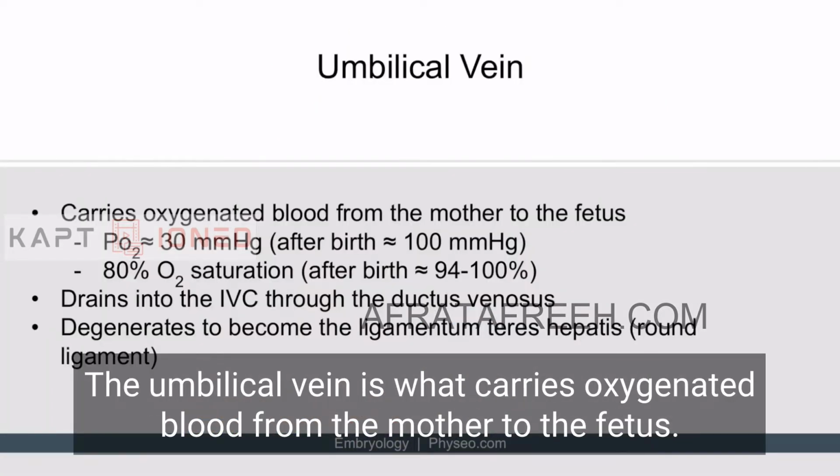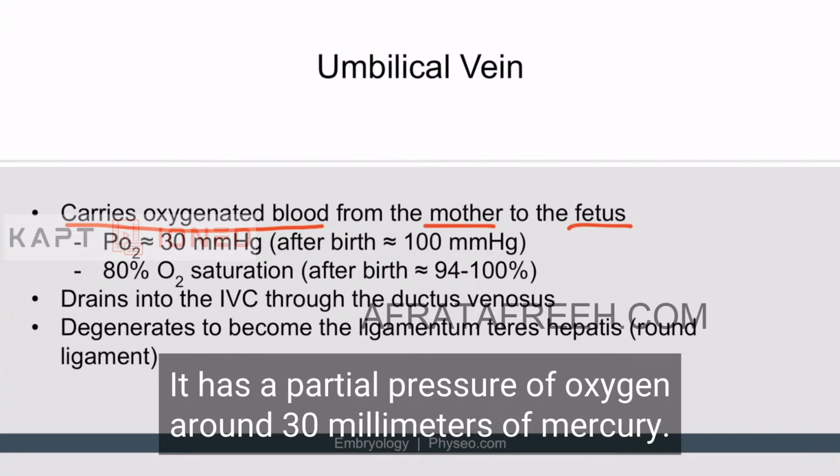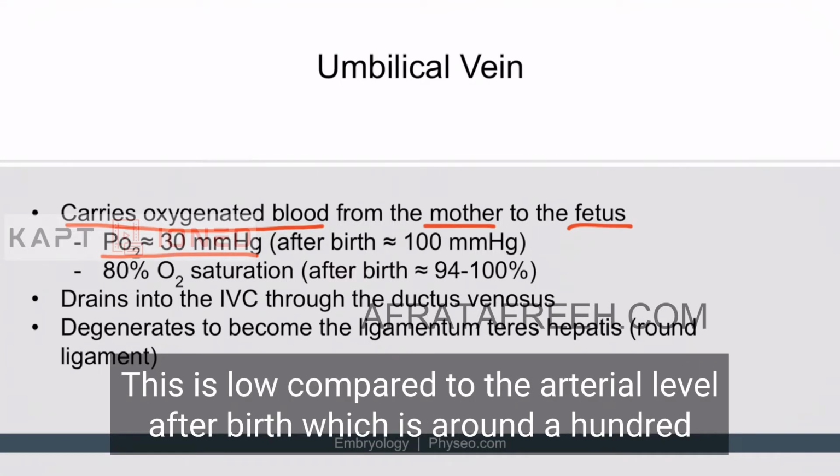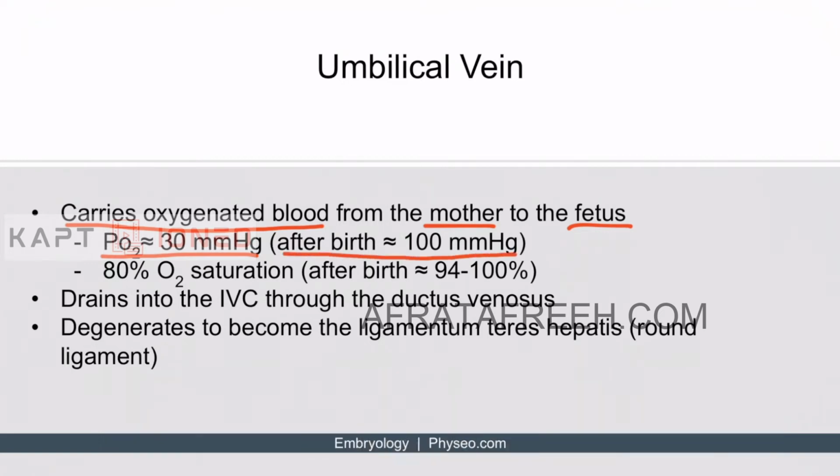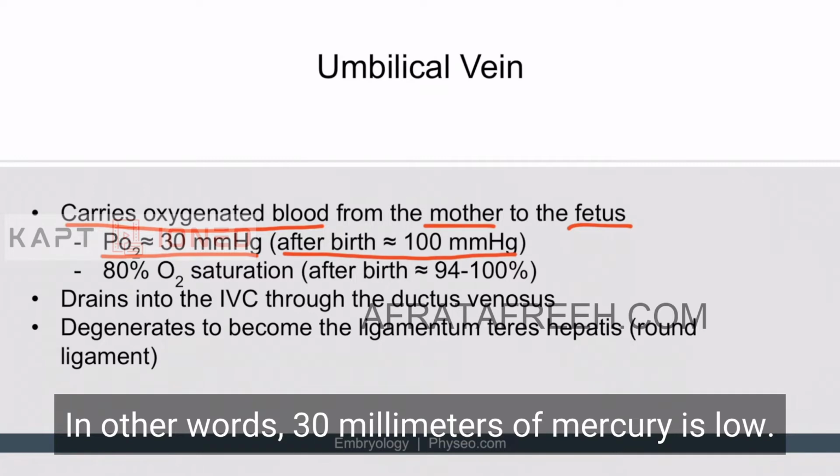The umbilical vein is what carries oxygenated blood from the mother to the fetus. It has a partial pressure of oxygen around 30 millimeters of mercury. This is low compared to the arterial level after birth, which is around 100 millimeters of mercury. In other words, 30 millimeters of mercury is low.